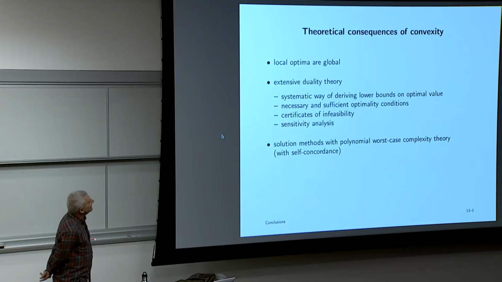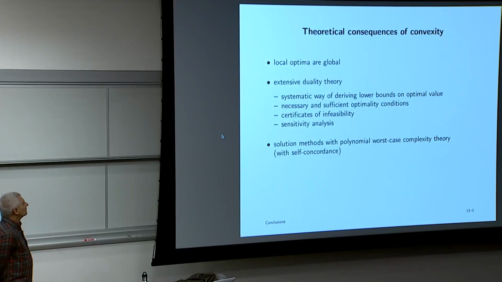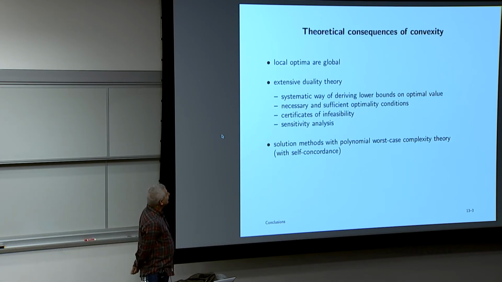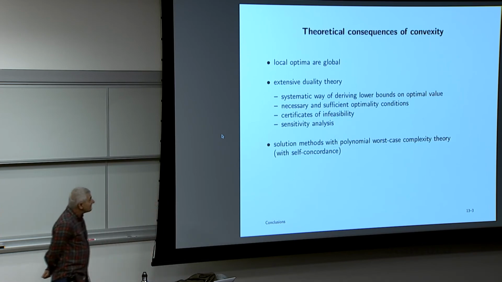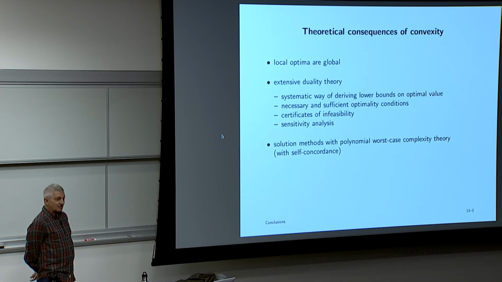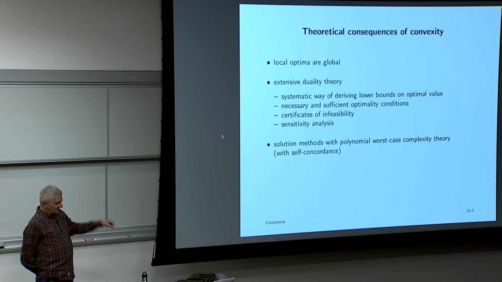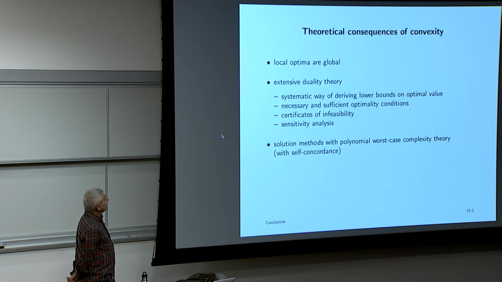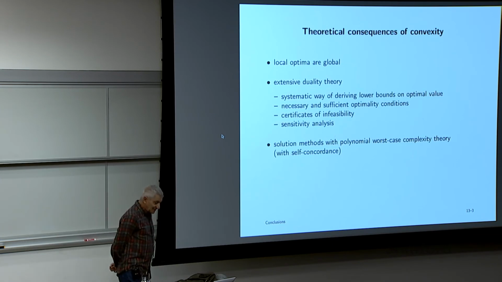All right. So the theoretical consequences of convexity are that local optima are global. Duality theory is kind of awesome, right? Basically, I think of it as a completely systematic way to derive sophisticated lower bounds on the optimal value of a problem, which is kind of cool. In the case of convexity, they become necessary and sufficient. Not quite, there's a little asterisk, some constraint qualification, but that's fine. And it's super useful. It allows you to do things like sensitivity analysis. It produces things like infeasibility certificates, right?